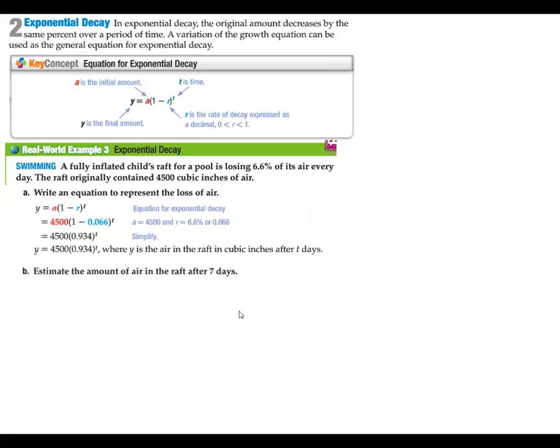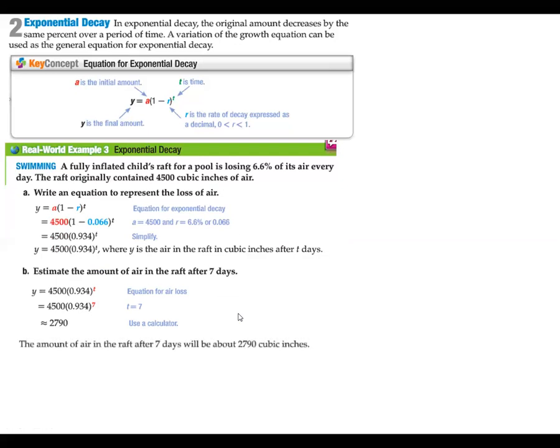So if I want the amount in the raft after 7 days, just plug 7 in for t, follow your order of operations, or enter it exactly like you see it into your calculator, and you would get 2,790 if you round it to the nearest whole number. So that represents that the amount of air left in the raft after 7 days will be about 2,790 cubic inches.